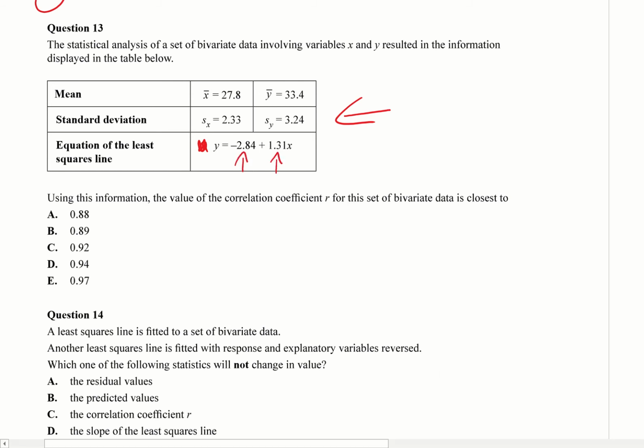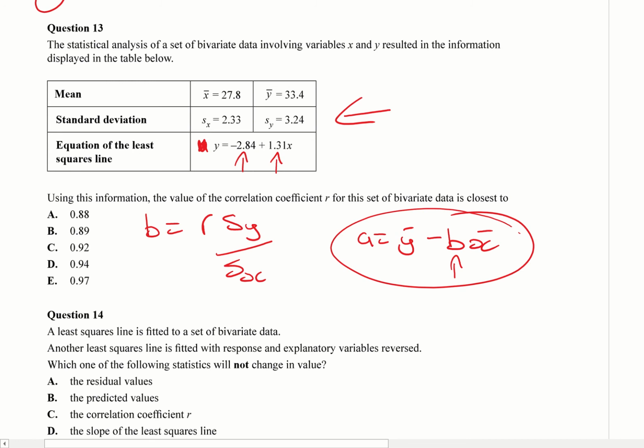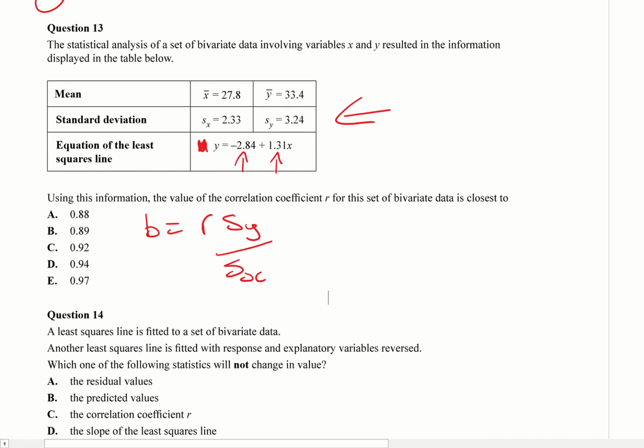Okay. Now, I'm going to show both equations, but we only need one. So one of the equations is B equals R SY, divided by SX. The other one is A equals Y bar minus B X bar. Now we don't need to worry about this one because we've actually got B, but these are the two equations you need. So for the moment we can ignore this part here. So I'm just going to get rid of that now. But I want to show that because if you have something that looks like this, those are the two equations that you're potentially going to have to use, depending on what they're asking for.